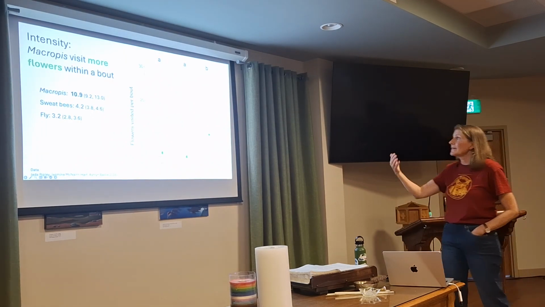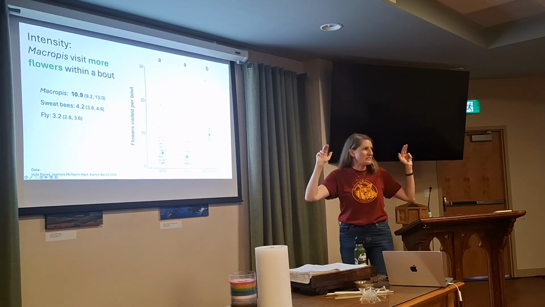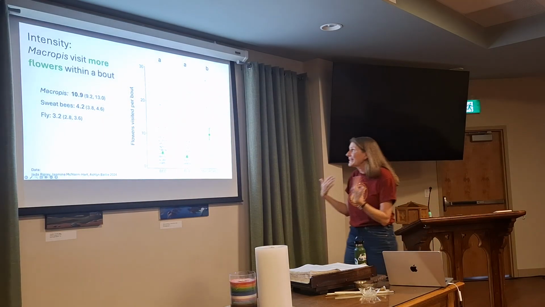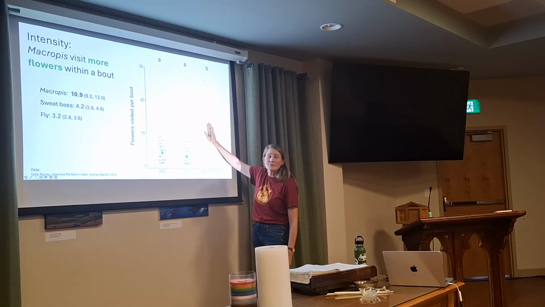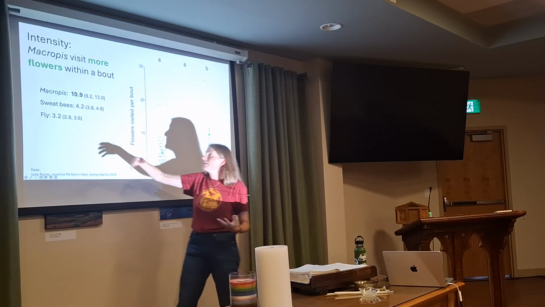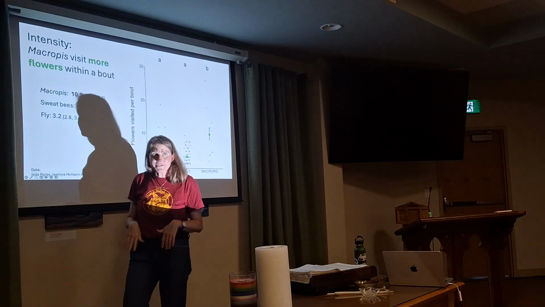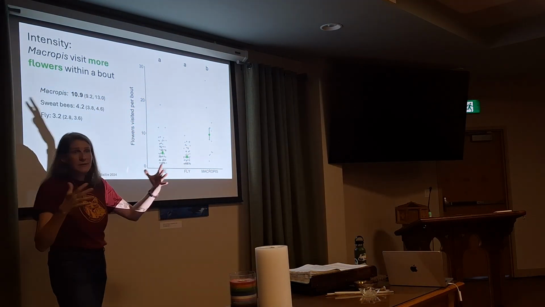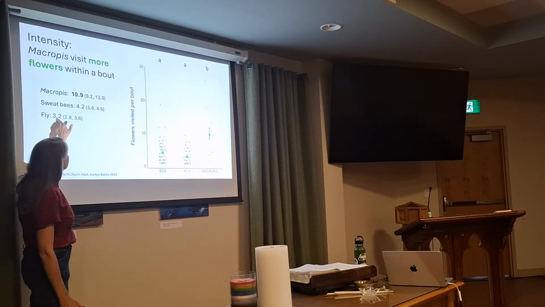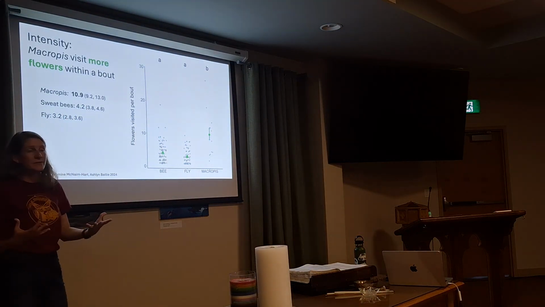We find indeed that Macropus is more intense a pollinator. It's a weird phrase. I don't even know if it's the right word for it. But when it comes, it tends to visit more flowers per visit than do bees or flies. So within a 2-minute interval, when a Macropus arrives, it visits on average 11 flowers in the patch. Whereas bees and flies are more like 4 or 3 flowers within a 2-minute interval.